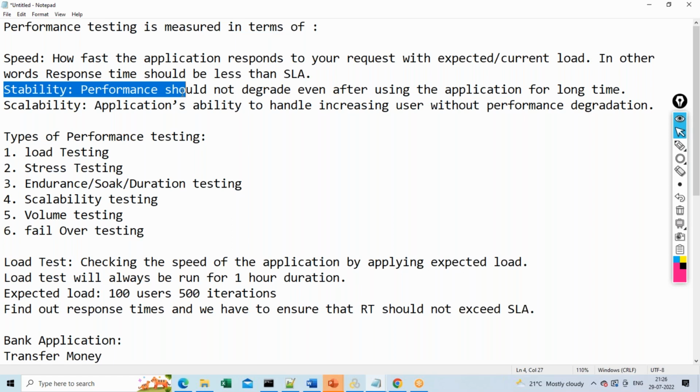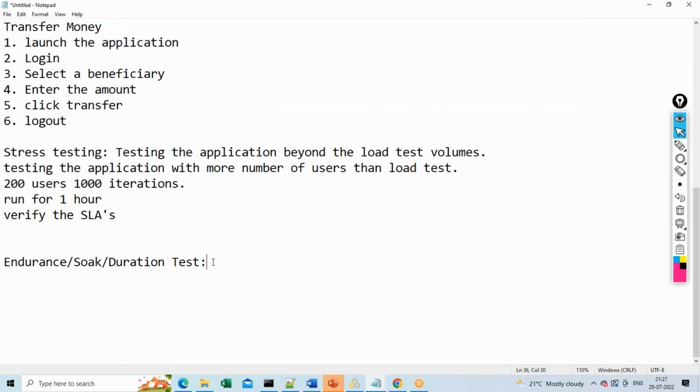We are testing the stability, to find out that the application performance is not degrading even after using it for a longer duration. It's all about checking the stability of the application. So you can mention the same point here also: it's all about checking the stability of the application. So this test will run for a longer duration.